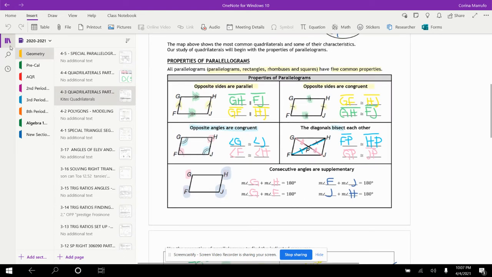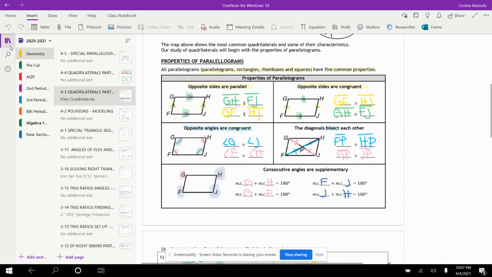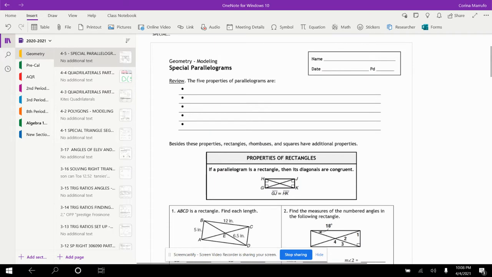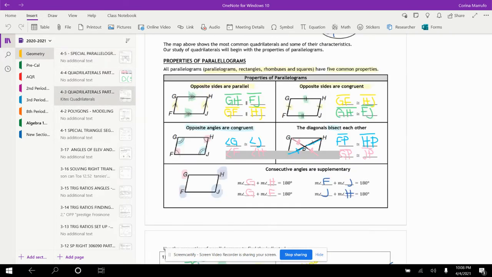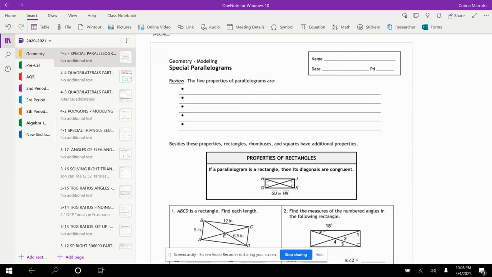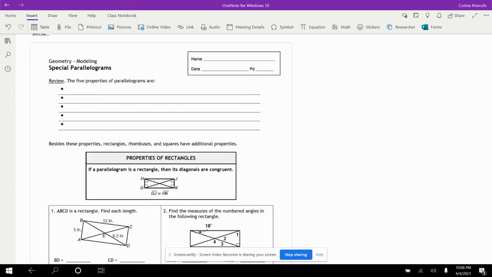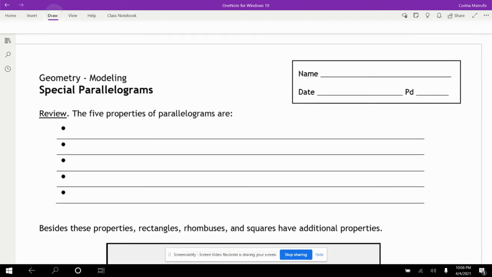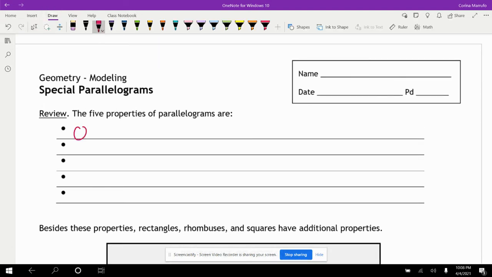So we have the opposite sides are parallel, the opposite sides are congruent, the opposite angles are congruent, and the diagonals bisect each other. And I think the last one was the consecutive angles are supplementary. Okay, so this is just a little review of what these are. I'm going to go ahead and write them down. So the first one is the opposite sides are parallel.